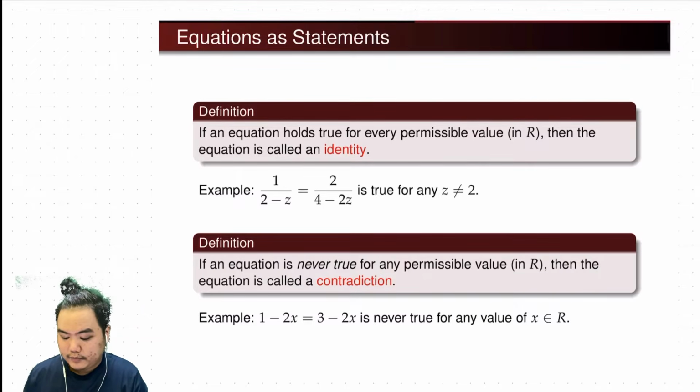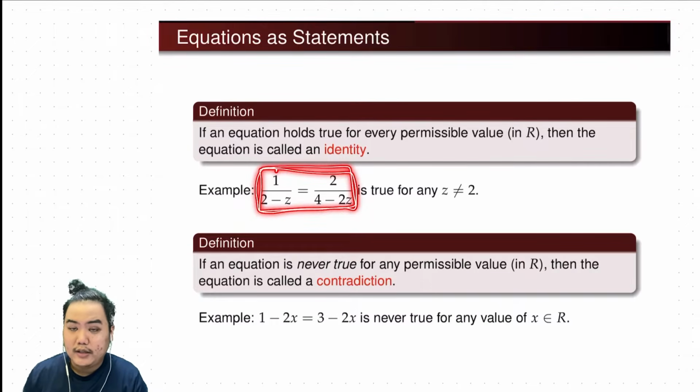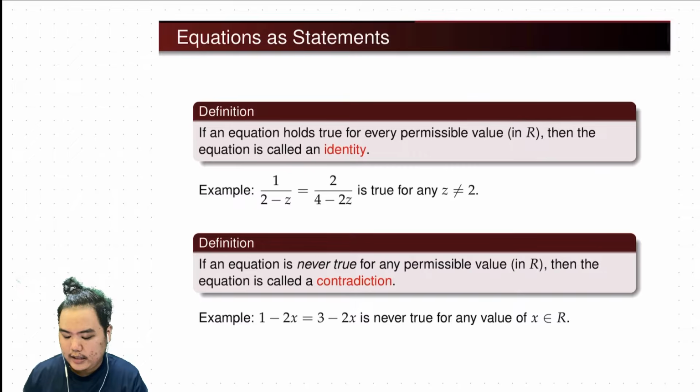Kapag meron kang equation and it holds for every permissible value, which are real numbers, then the equation is called an identity, such as this one. Etong dalawang to are always equal, this and this, for any value ng z not equal to 2. So, example ito ng identity.